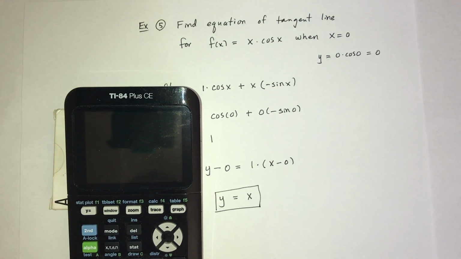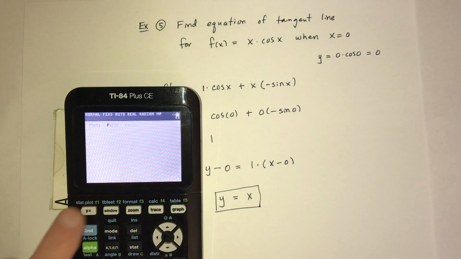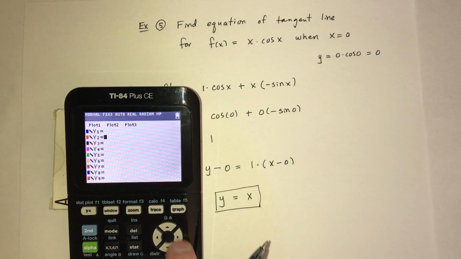Let's see if I did it right. So graph the original function. The original function was x times cosine of x.